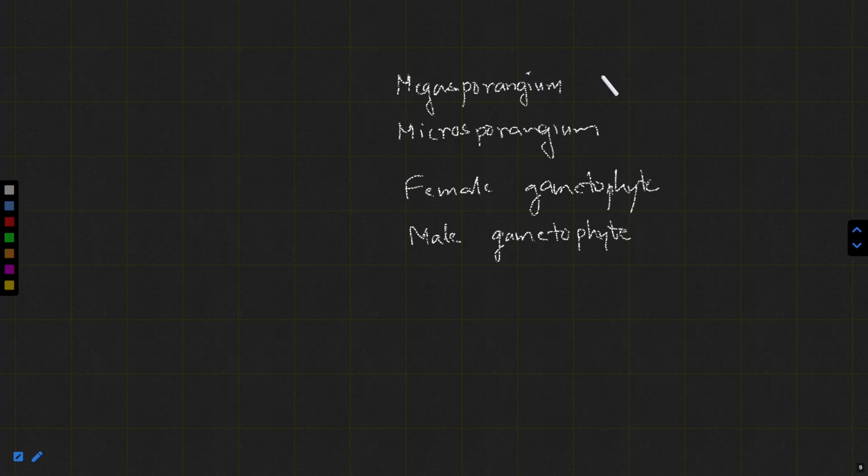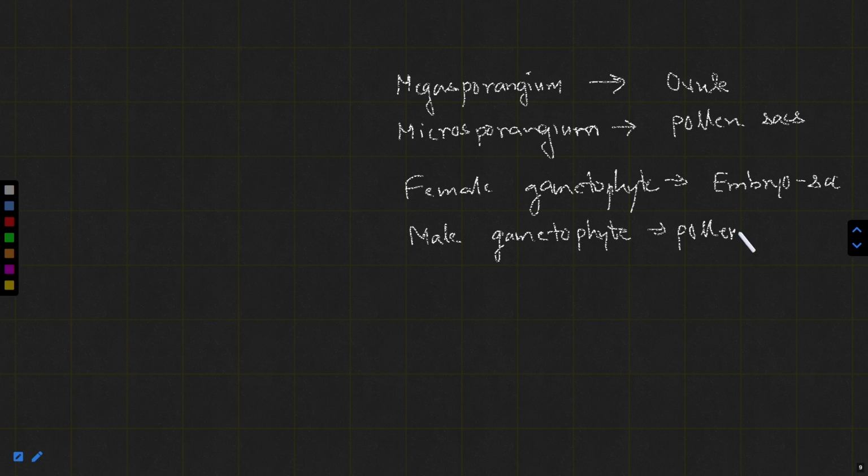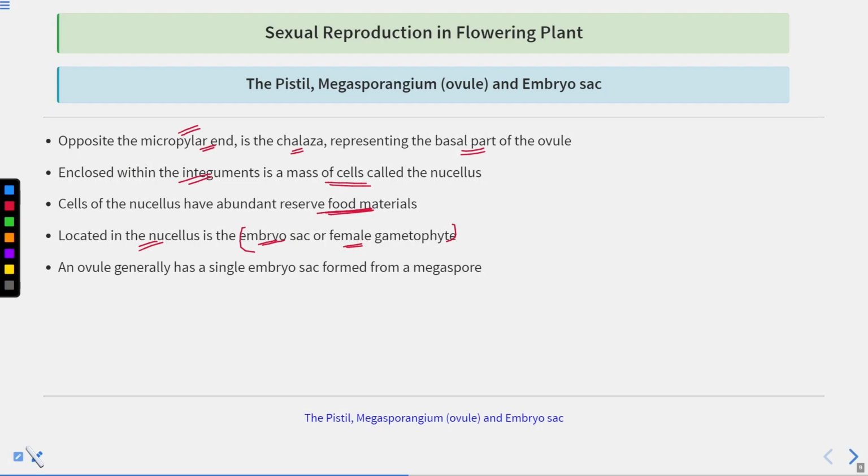So megasporangium, this is the ovule. And then I have the microsporangium. These are the pollen sacs. The female gametophyte is the embryo sac, and the male gametophyte is the pollen. Pollen grains are known as the male gametophyte.